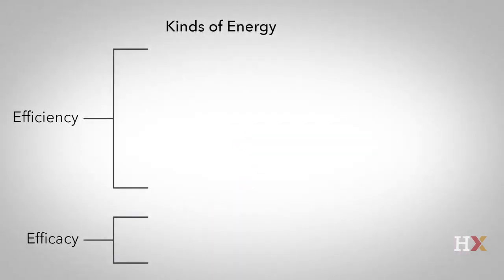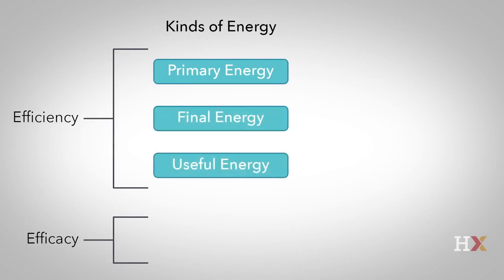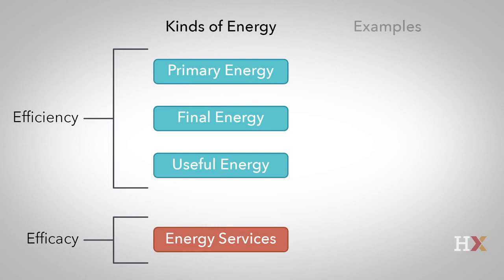Now, some useful definitions that help us talk about energy as it flows from where it enters the economy to where it does some useful work and provides some goods and services that we want. There are four common terms. First, primary energy. Second, final energy. Third, useful energy. And then energy services. Let me take a moment to define these and give you a few examples.